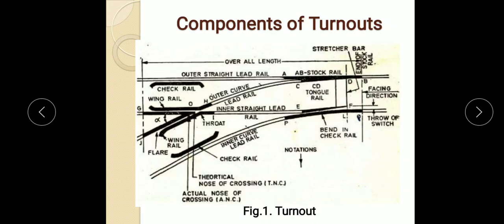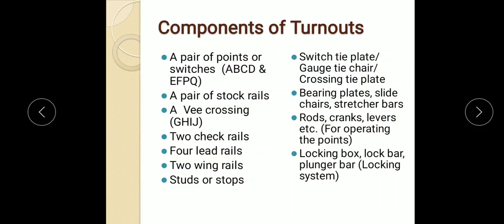So once again we will just highlight the components of turnouts. It consists of a pair of points or switches, as shown in the figure, and in the figure A, B, C, D and E, F, P, Q are the pair of points or switches. It also consists of a pair of stock rails. It consists of a V crossing. So in the figure, GHIJ is the V crossing. It consists of 2 check rails, 4 lead rails, 2 wing rails.